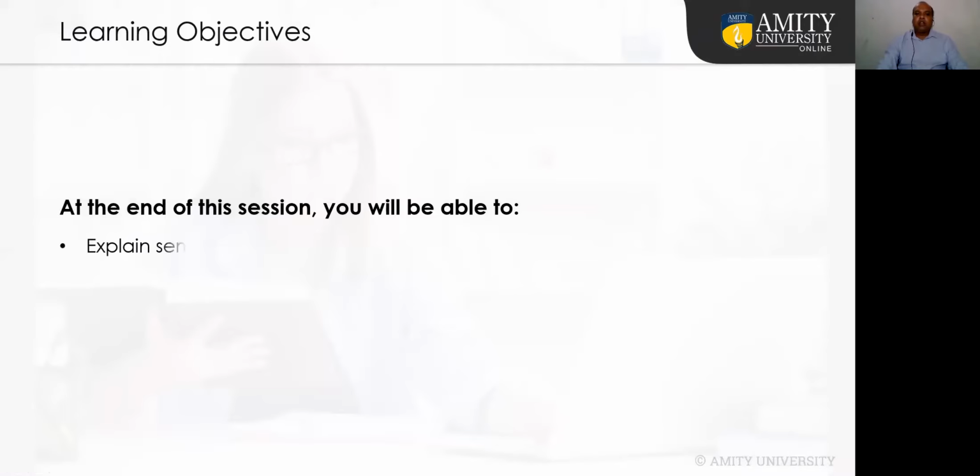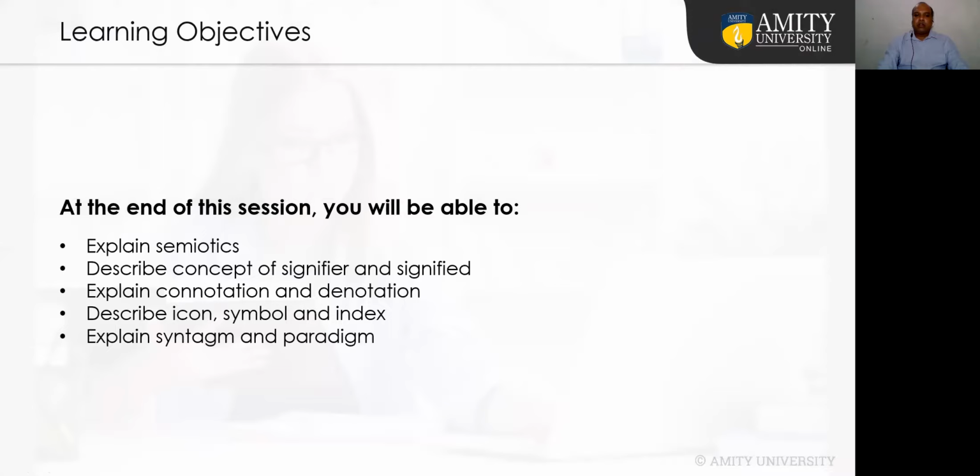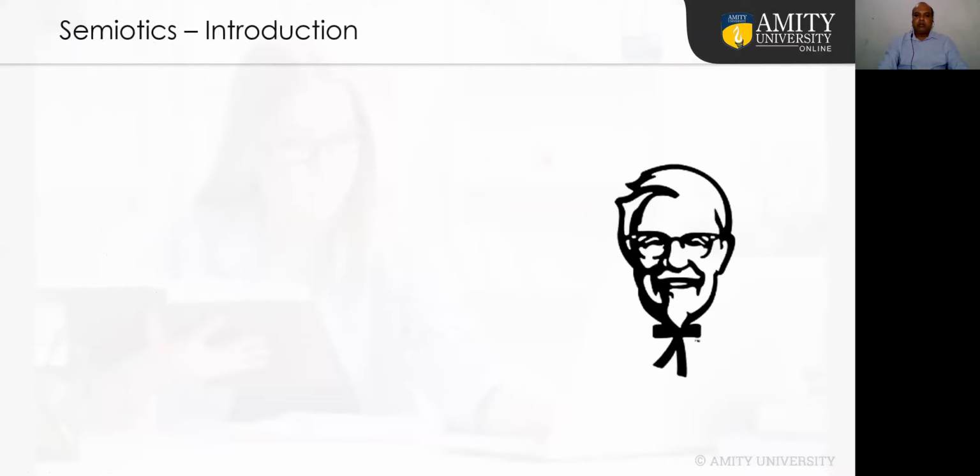In this session we will be discussing different types of semiotics, what semiotics is, and we will be describing the concept of signifier and signified. We will explain connotation and denotation. Also we will be discussing icon, symbol and index, and syntagm and paradigm.